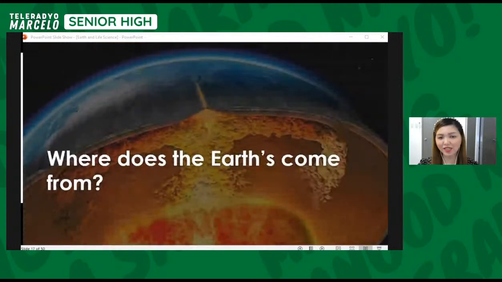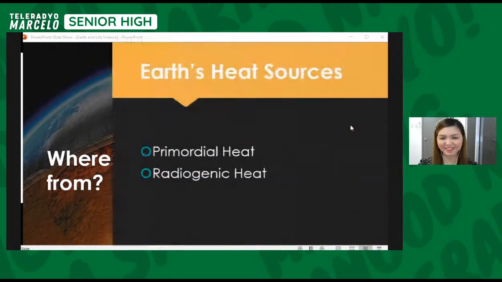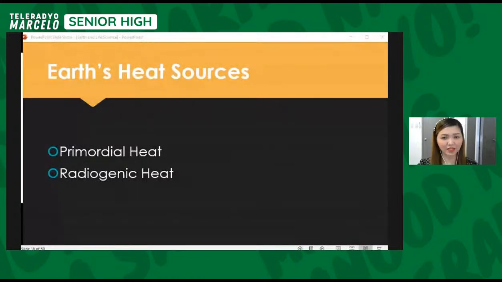But where does the Earth's heat come from? Do you know? The simplest answer is the sun. Considering how much energy it brings to the Earth, however, thinking about volcanoes and the magma that flows inside them, you would come to know that there must be another heat source underneath. But what are those? The heat from the interior of the Earth comes from two sources, the primordial heat and the radiogenic heat.